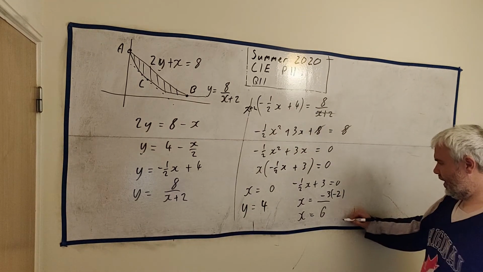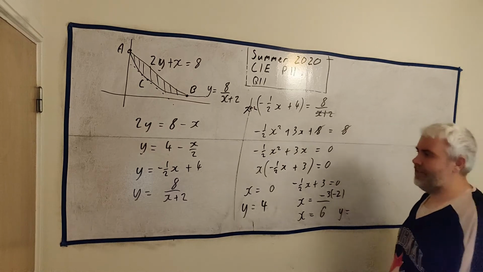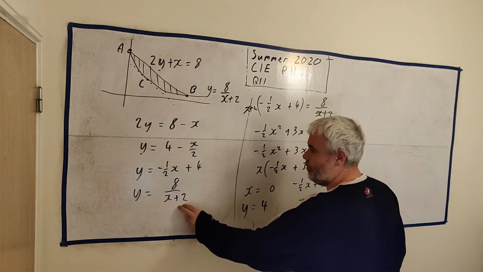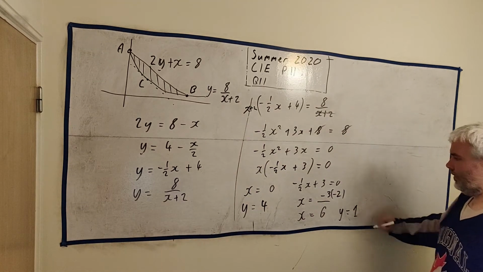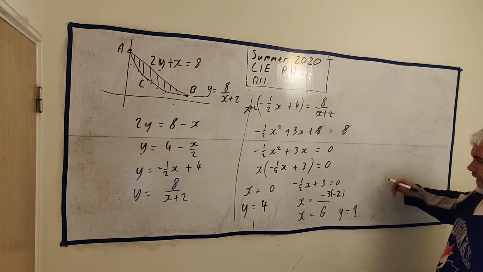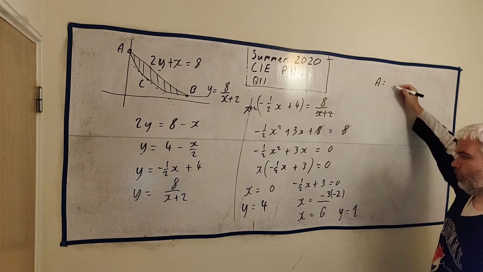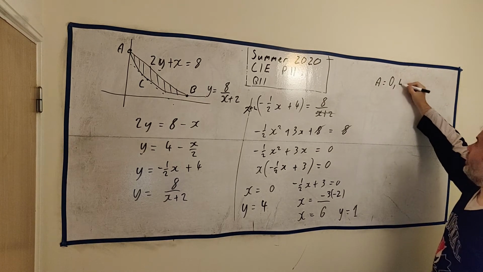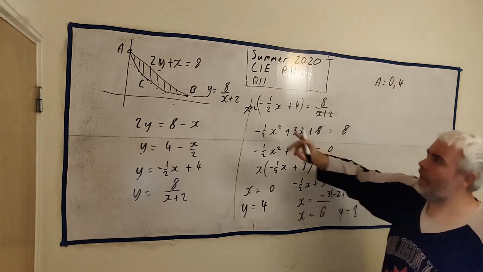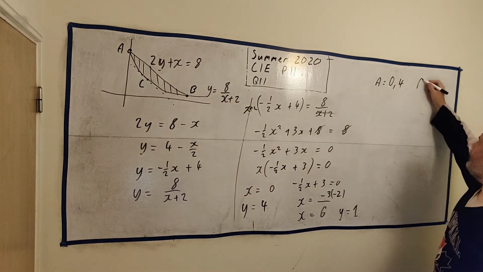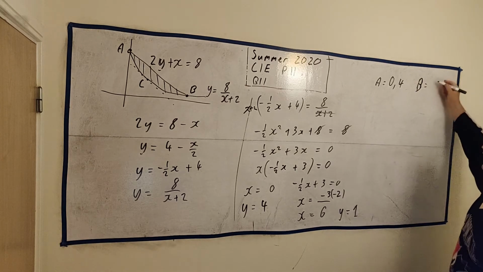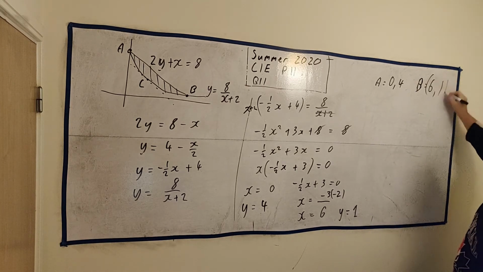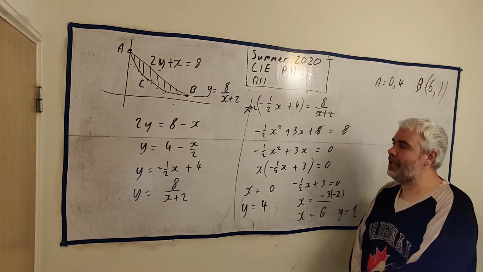And for this guy here, x is 6. 6 plus 2 is 8. 8 divided by 8 is 1. There's our two coordinates. A is equal to (0, 4). That one was A, yes. And B is equal to (6, 1). All right, so that's A and B.